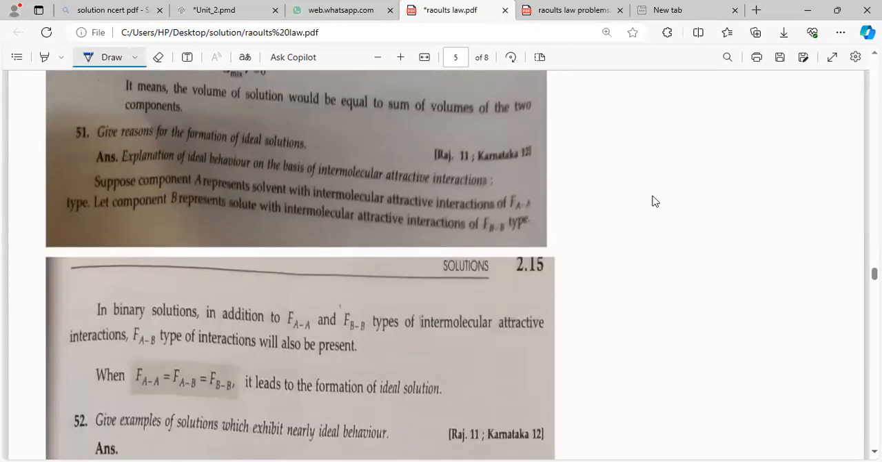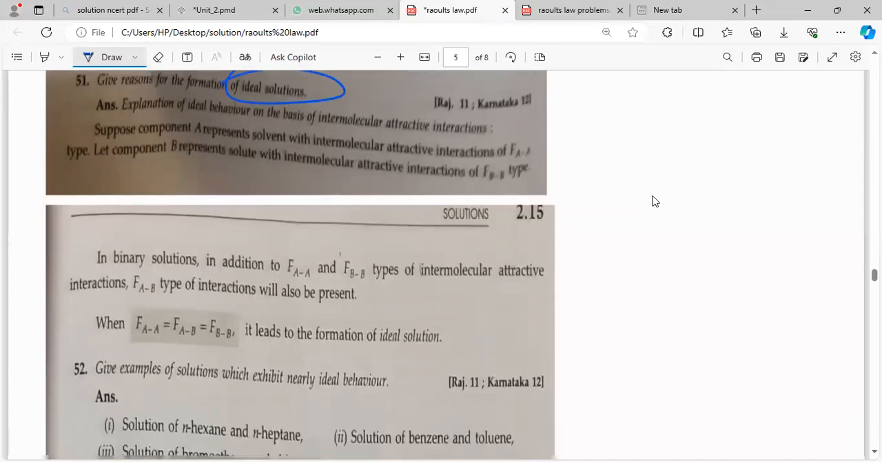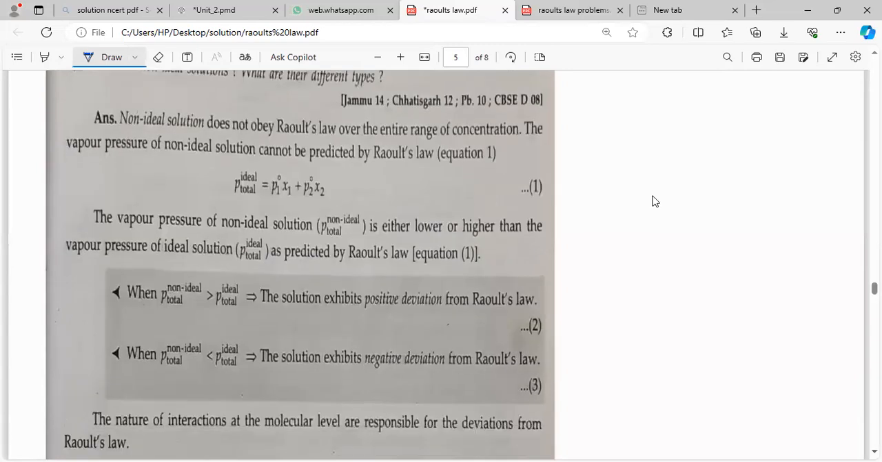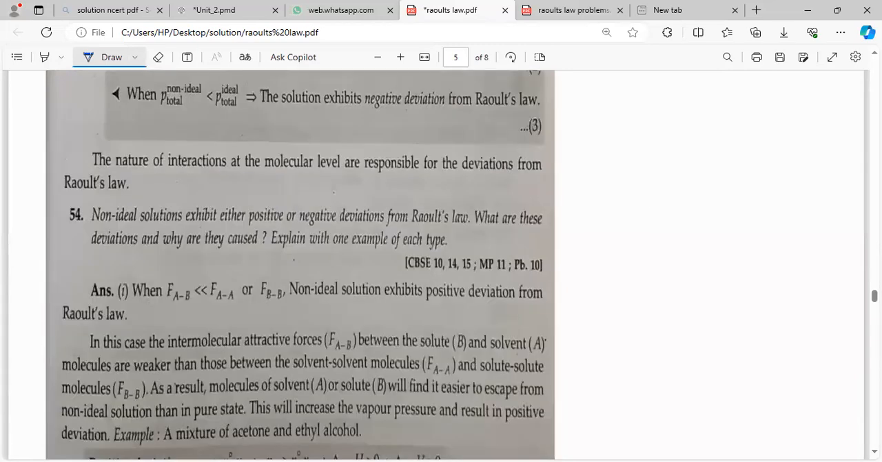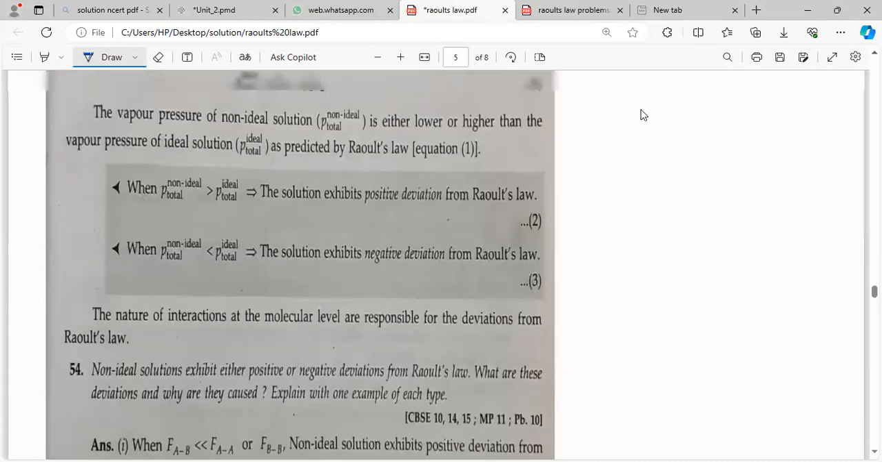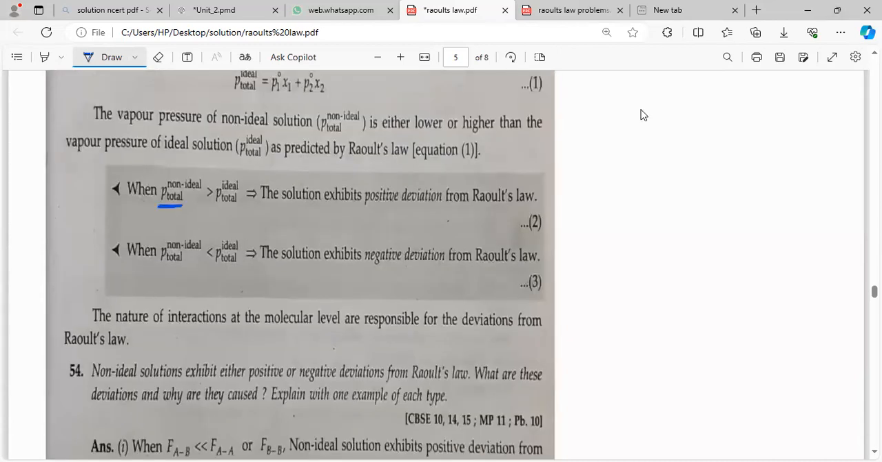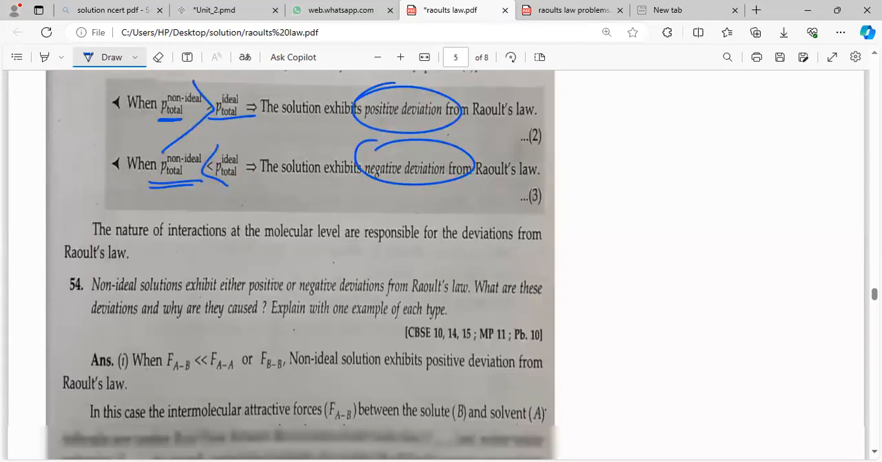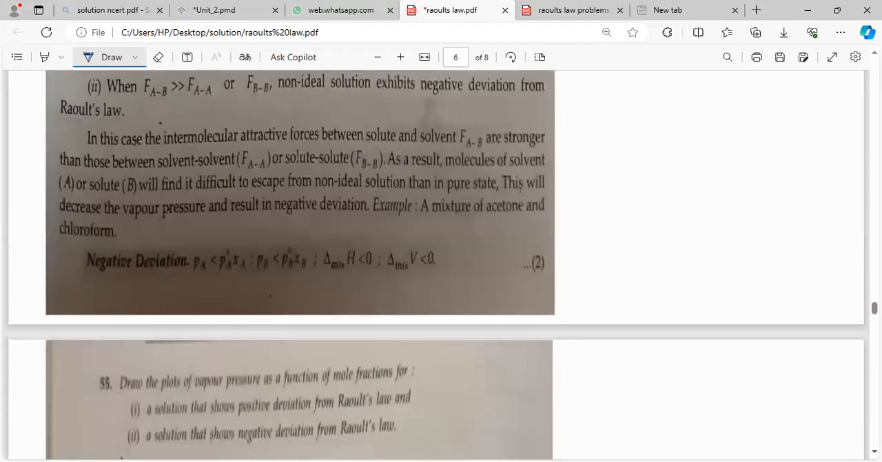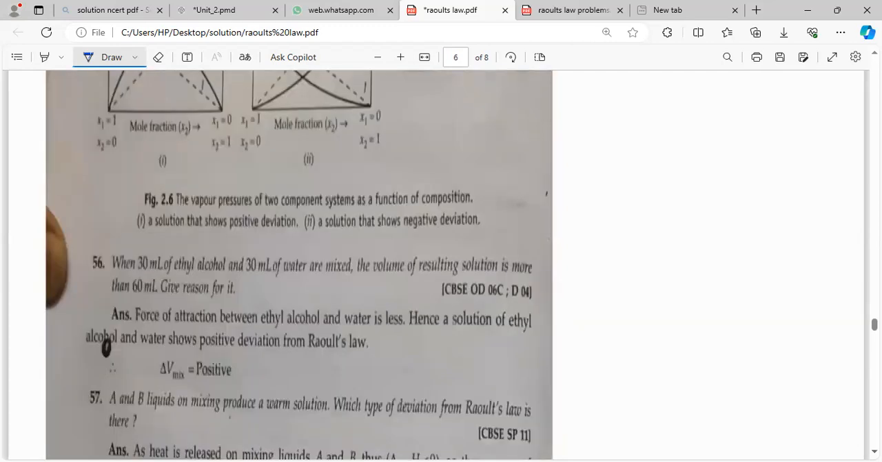Reason for formation: ideal solution has similar type of interaction, non-ideal solution has different interaction. Here, P total more than ideal is positive deviation. P total less than ideal is negative deviation. Is it okay? Yes, sir. This is the diagram.